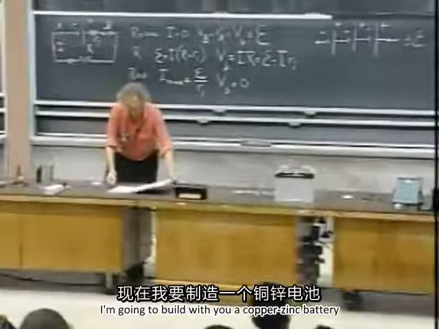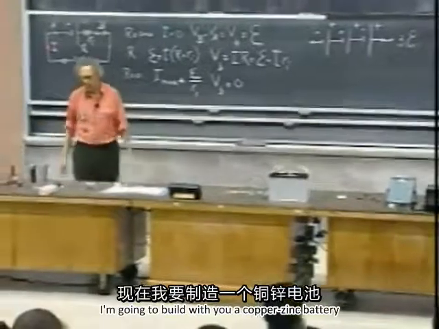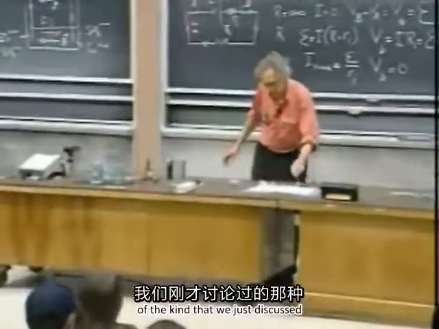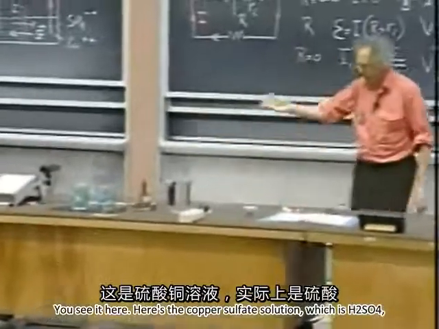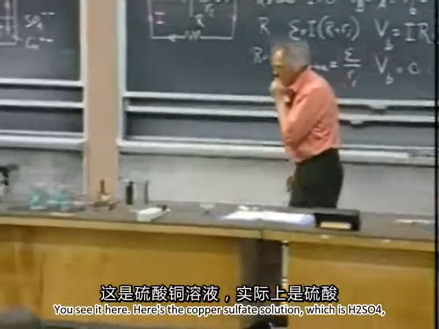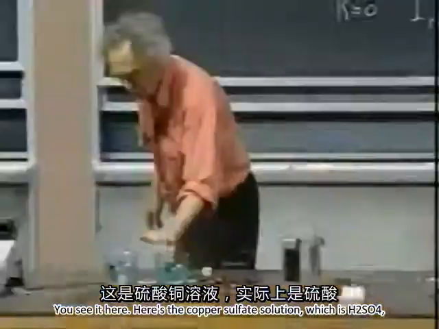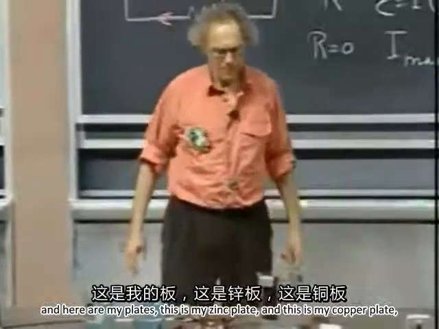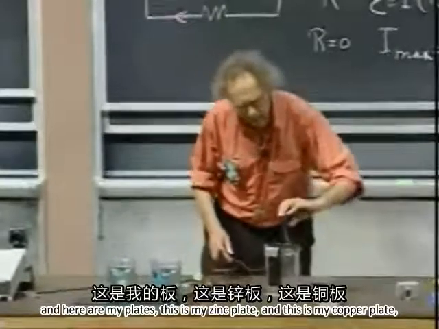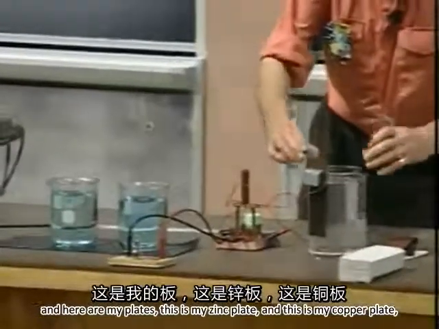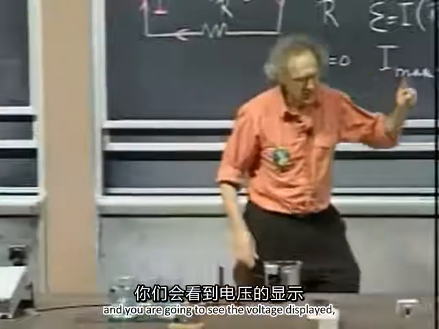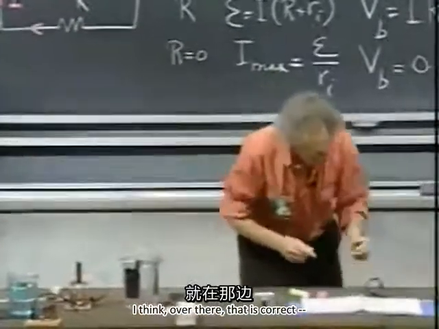I'm going to build with you a copper zinc battery of the kind that we just discussed. You see it here. Here's the copper sulfate solution, which is H2SO4. And here are my plates. This is my zinc plate, and this is my copper plate. And you're going to see the voltage displayed, I think over there, that is correct.